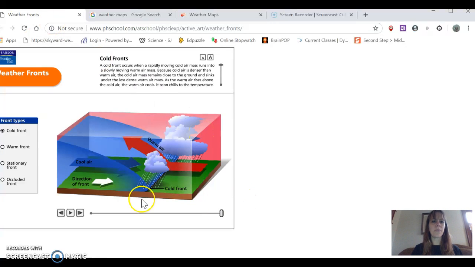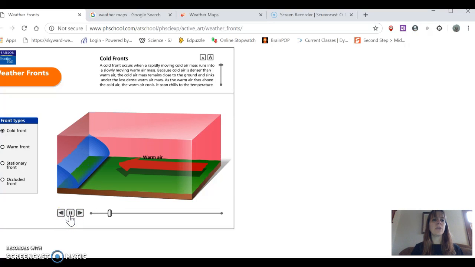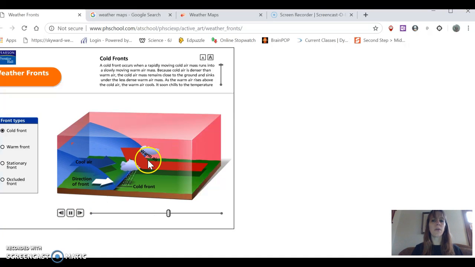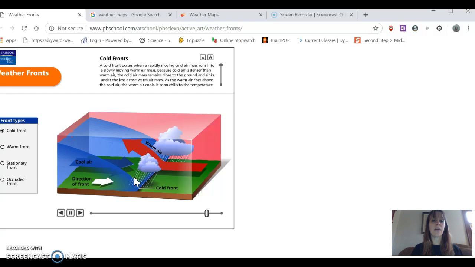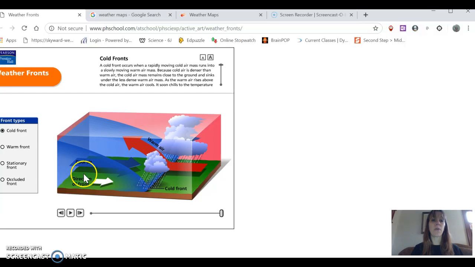All right, let's go ahead and review what we've talked about so far to make sure everyone understood it. So let's start back with cold front. So here comes the cold. Cold is stronger and faster moving than the warm, pushing the warm air up, causing there to be a lot of precipitation and a lot of quick bad weather.